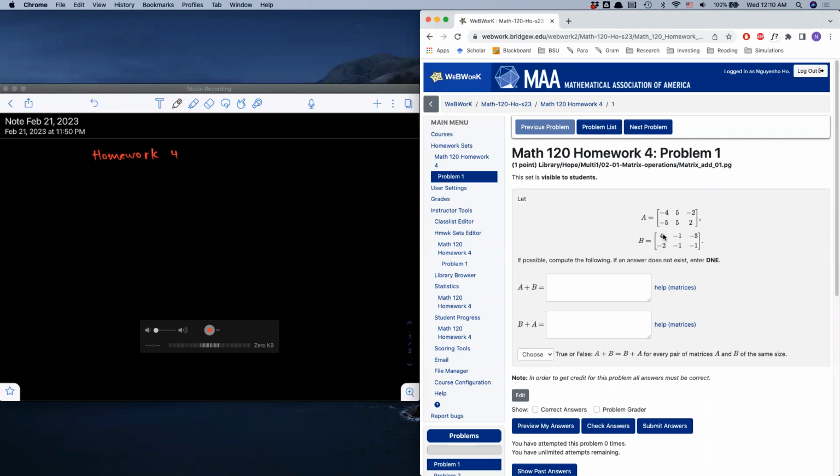Given two matrices, matrix A and matrix B, A is a 2 by 3 matrix and B is also a 2 by 3 matrix. The question is, if possible, compute the following: A plus B, and B plus A. So let's see what happens, right down here, problem 1.